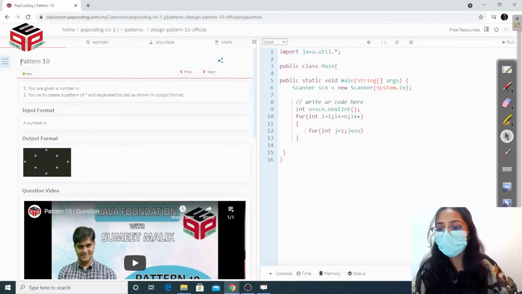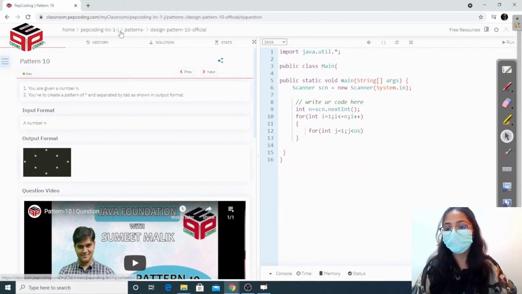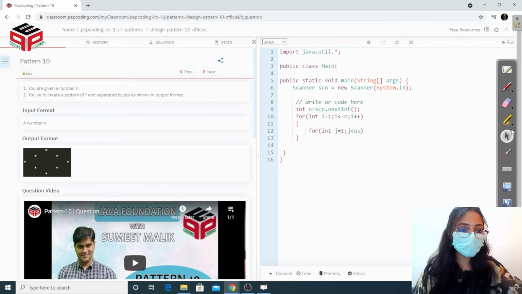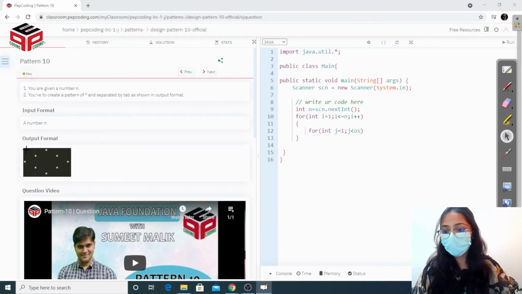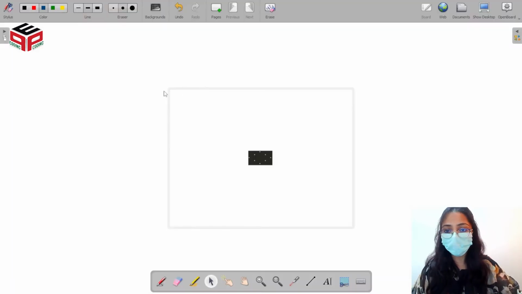Everyone, welcome to Pepcoding. The question we are going to solve today is called pattern 10. So first let us understand what the pattern is and then we are going to print it. So let's take the pattern to the board and I'll help you understand what the pattern is all about.